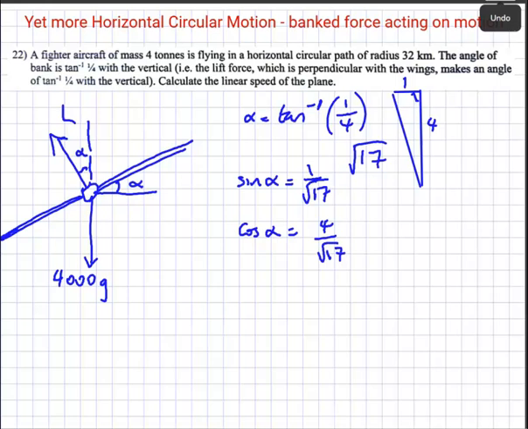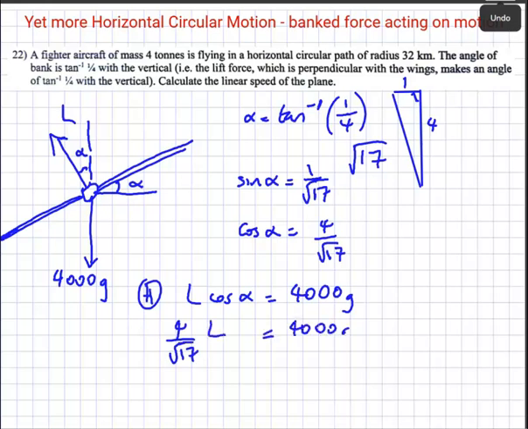So yet again, vertically, we appreciate that forces going up are going to equal forces going down. So the adjacent to alpha is going to be cos, so L cos alpha is going to have to equal the force acting down, which is 4,000 g. So cos alpha is 4 over root 17. And as a result of that, we can come up with an expression for L. L is going to equal 4,000 g multiplied by the square root of 17 divided by 4.